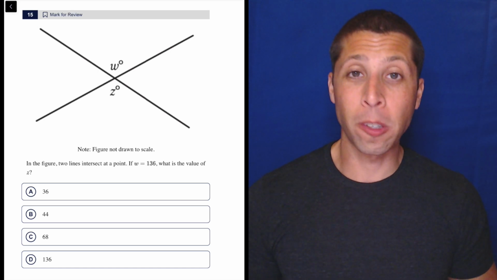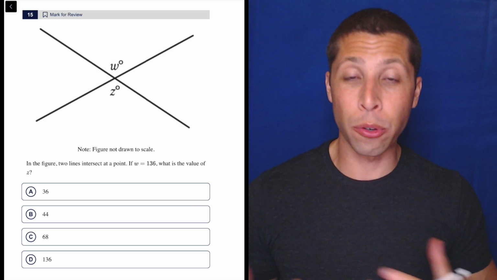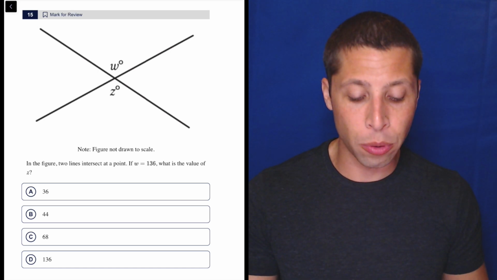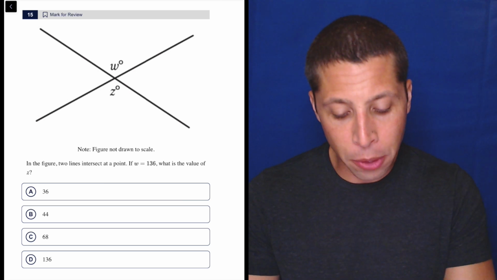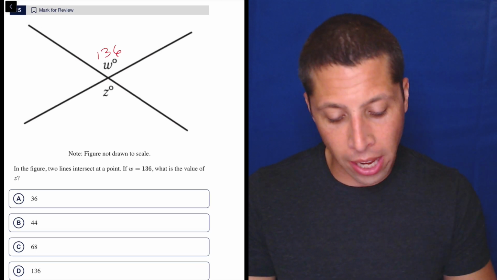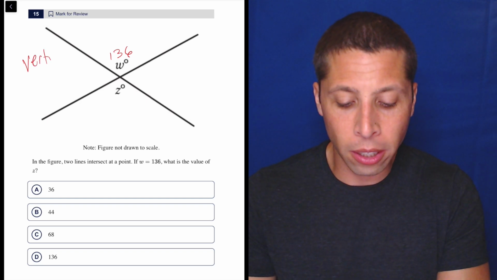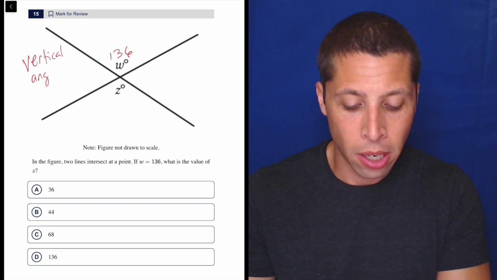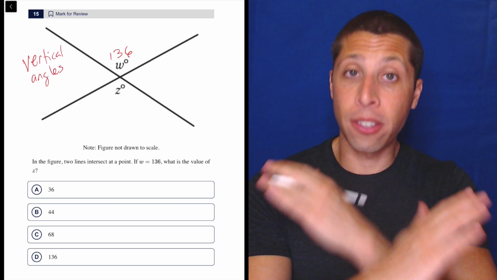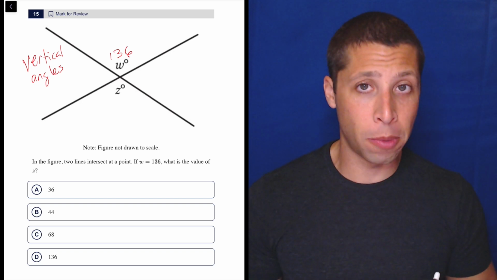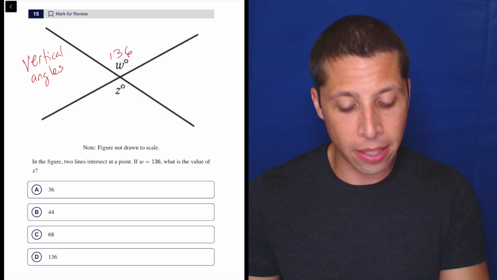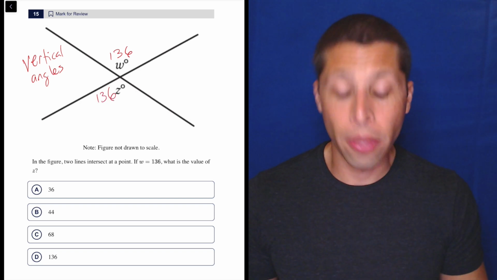I don't think you need to draw this picture on your scratch paper. Many of you, if you just know the rule at play here, are going to be able to do this in your head. If W is 136, what they're really showing us here is that these are vertical angles, okay? Anytime you have lines intersecting, the angles that are across from each other on those lines are going to be the same, meaning that Z is also 136.